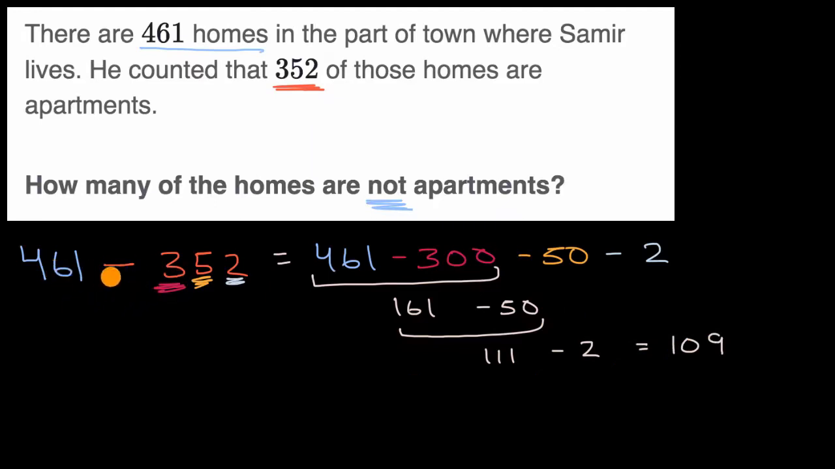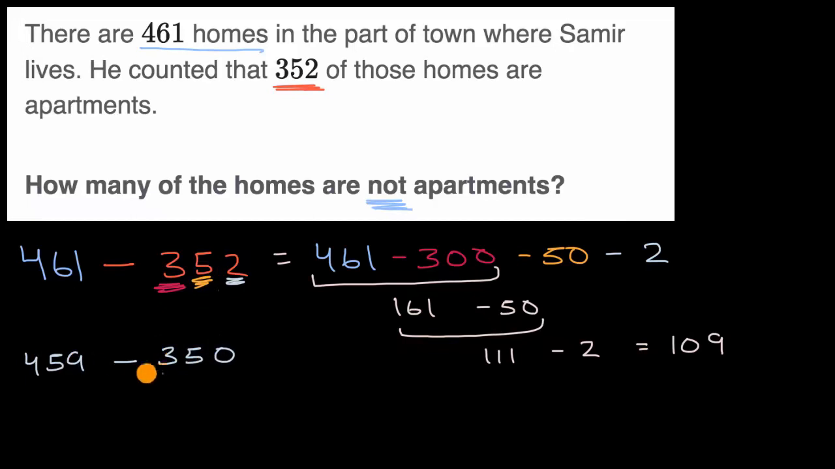But I mentioned there's many other ways that you might try to approach something like this. You could say, hey, maybe it's easier to subtract 350 than 352. And so you could subtract 2 from both of these numbers. So if you subtract 2 from 461, if you subtract 1, you get to 460. You subtract 2, you get to 459. 459 minus, you subtract 2 from this, you get to 350.